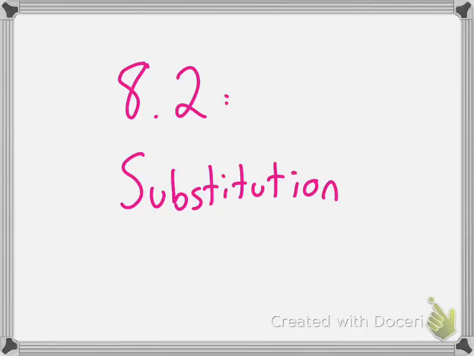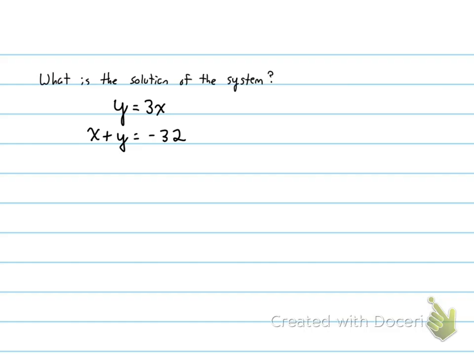In section 8.2, we're going to learn how to solve a system algebraically using substitution. So you don't need to write anything down just yet. For an example, what if I wanted to find the solution to this system? I have y equals 3x and x plus y equals negative 32. And pretend that your laptop's dead, so you can't use Desmos. So you have to do it by hand.